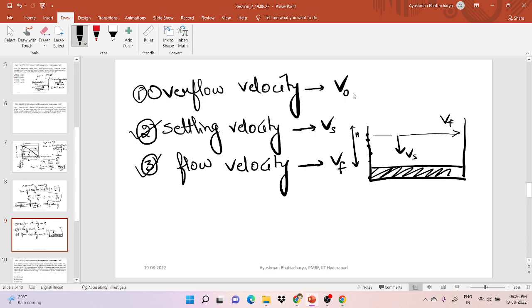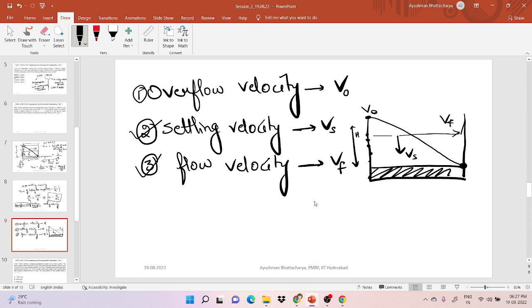Now, the overflow velocity: we consider it similar to the settling velocity if the particle is introduced at the topmost point and it settles down at the bottommost point at the outlet. This we call overflow velocity.